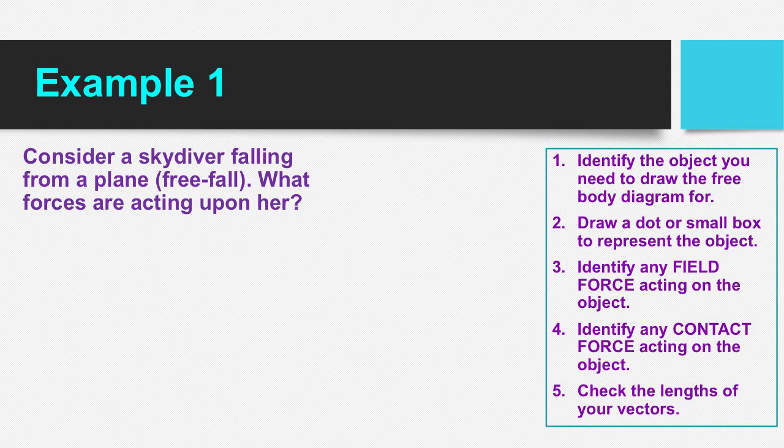Okay, let's try an example of a free body diagram. Now, consider a skydiver falling from a plane. This is something called free fall. What forces are acting upon her?